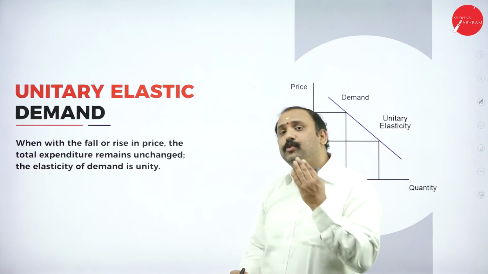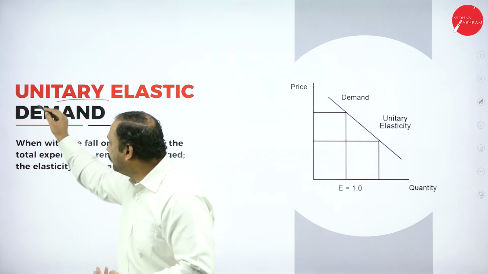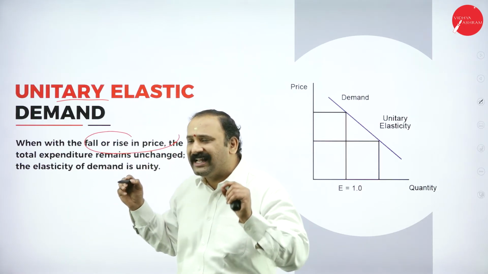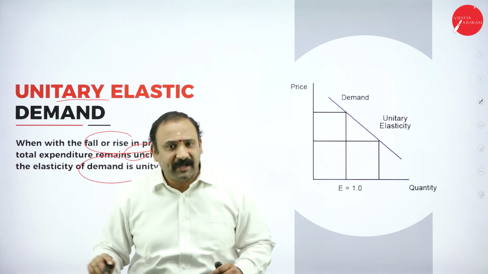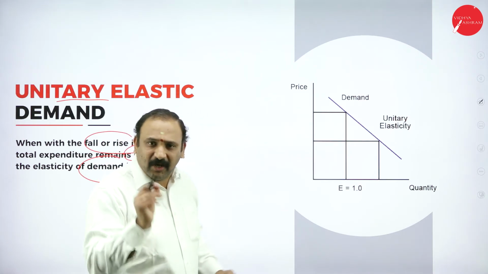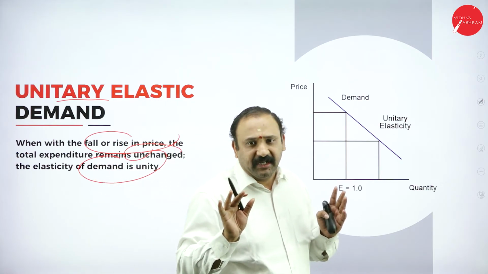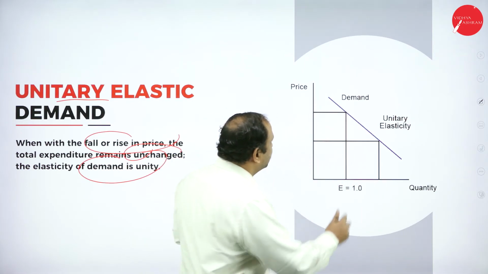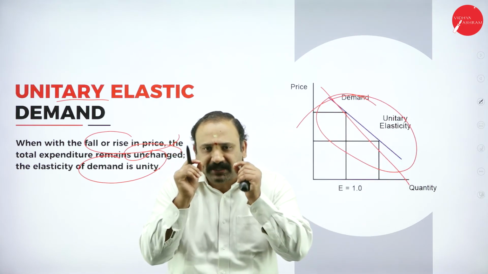Moving further, the unitary elastic demand. The word itself is very simple. Unitary, which means single. So what happens with a fall or rise in price, the total expenditure remains unchanged. The price elasticity of demand is unity, which means to say that in one simple way, whatever happens, it remains one constant line. That's all. I'm not going to change here. Whatever happens with the rise or fall in price, the demand curve remains the same. It is not changing here at any point of time. It is one single line.